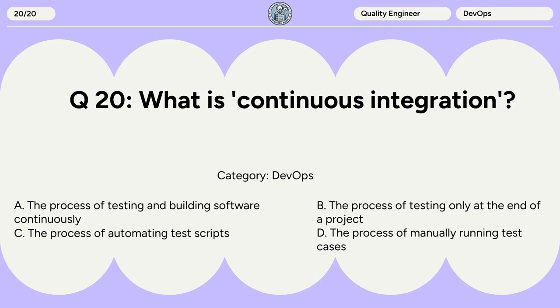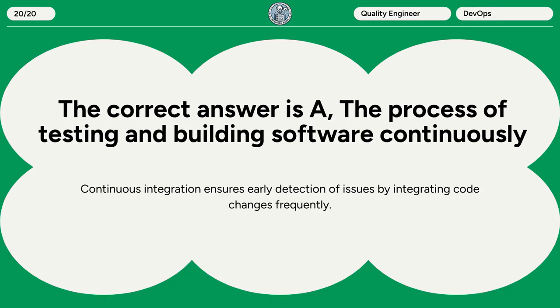Question 20. What is continuous integration? A. The process of testing and building software continuously. B. The process of testing only at the end of a project. C. The process of automating test scripts. D. The process of manually running test cases. The correct answer is A. The process of testing and building software continuously. Continuous integration ensures early detection of issues by integrating code changes frequently.